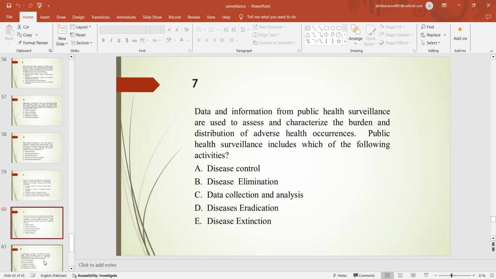Data and information from the public health surveillance are used to assess and characterize the burden and distribution of the adverse health occurrence. Public health surveillance includes which of the following activities? A, disease control, B, disease elimination, C, data collection and analysis, D, disease eradication, or E, disease extinction? It's A, disease control. Let's see.